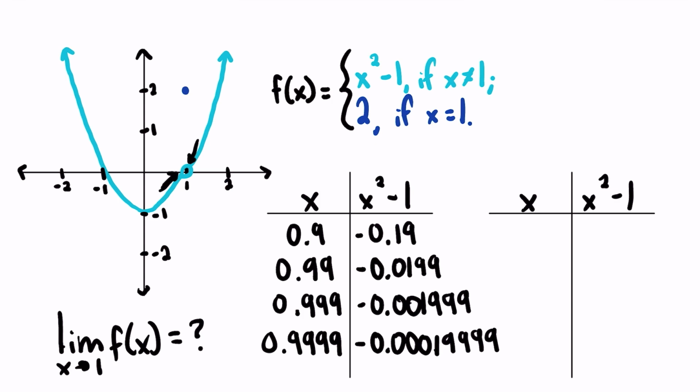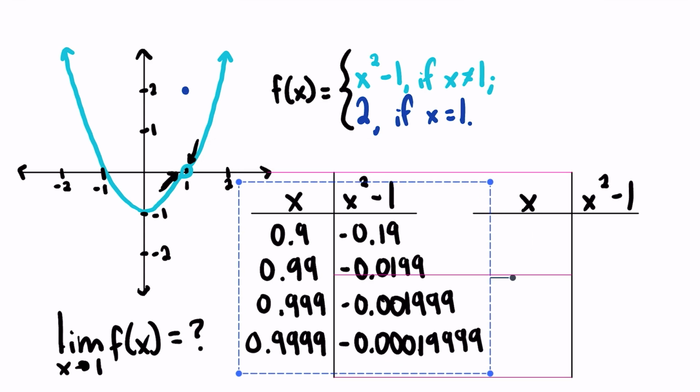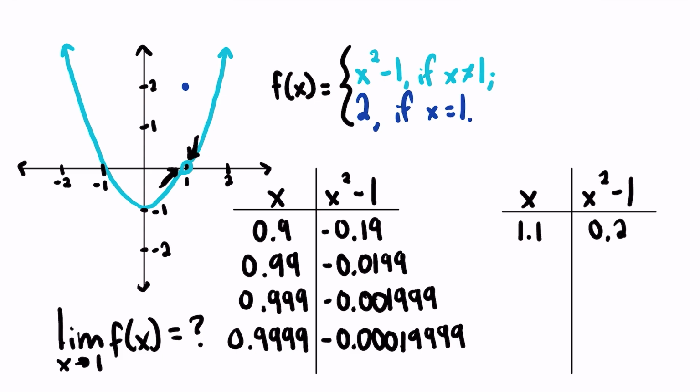Now let's try some values coming from the other direction. I'm going to move this over so we have more space. So now we're coming from the positive direction, from the right-hand side. So we're going to plug in 1.1, and that's going to get us 0.21. And then getting a little bit closer, we're going to plug in 1.01. That gets us 0.0201. Okay, so a little bit closer to 0.